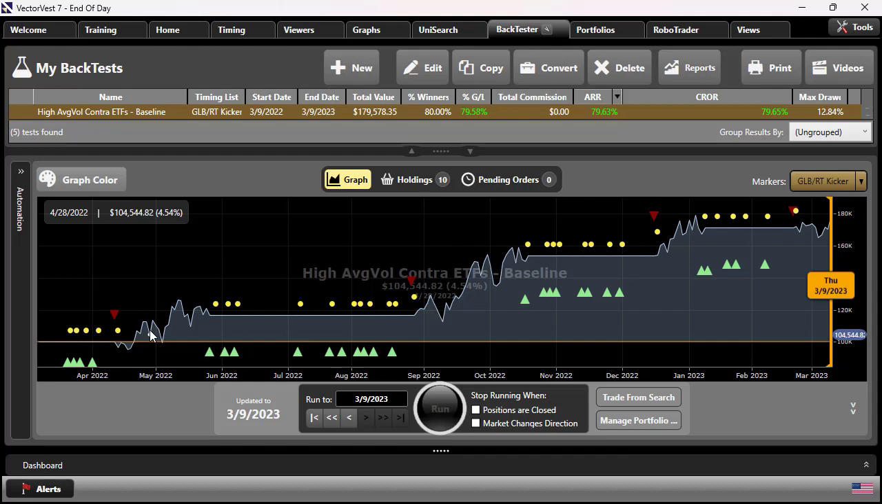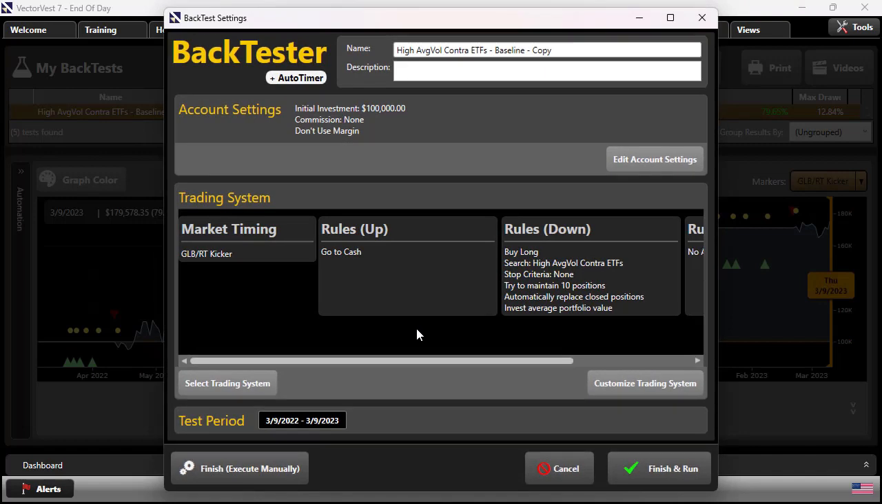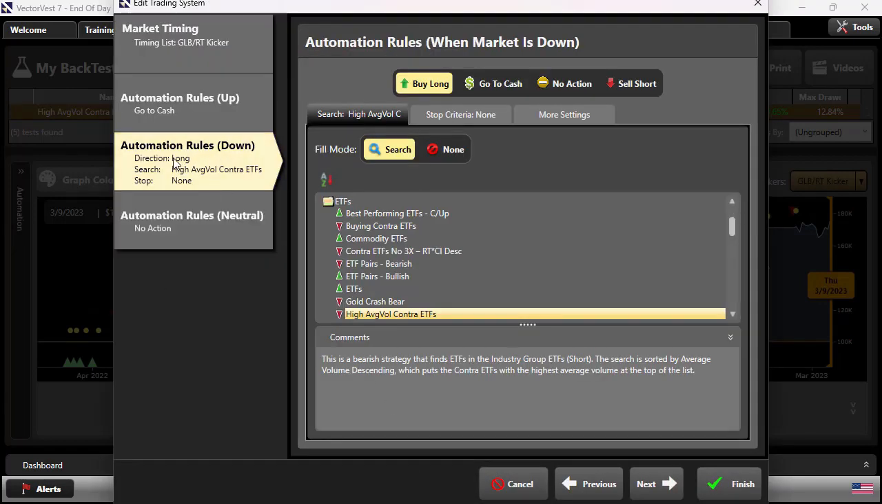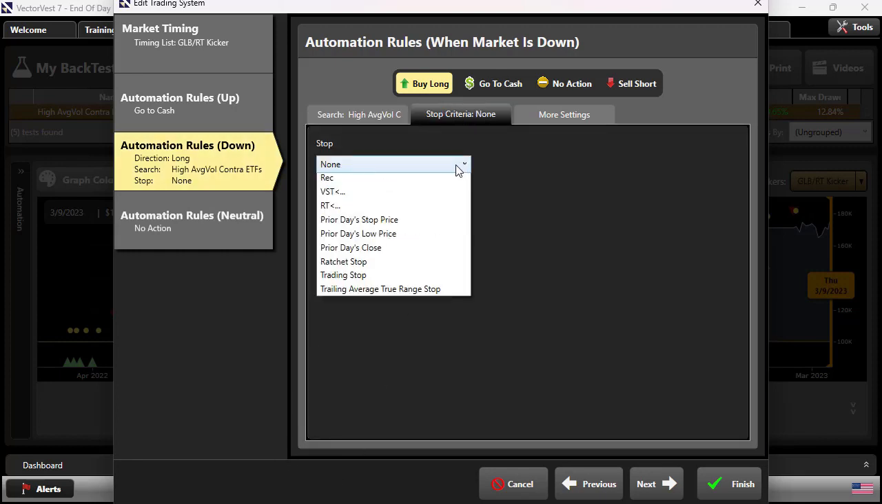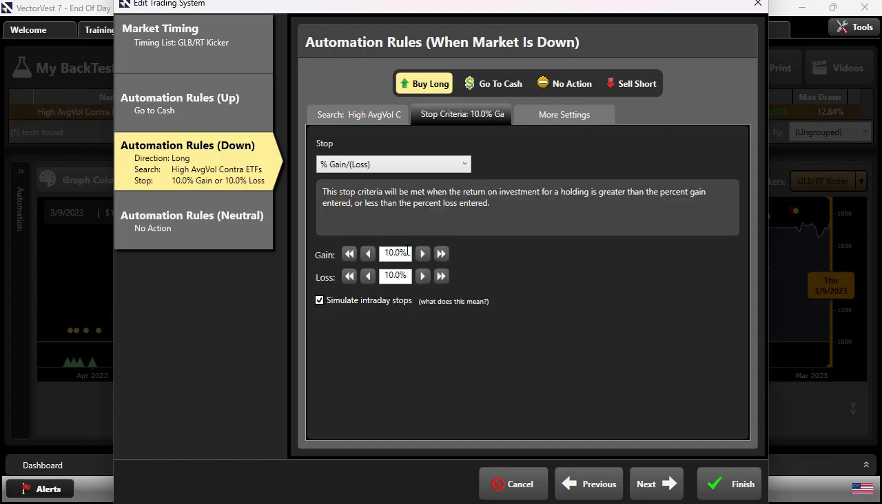So first, let's define our maximum risk with a fixed percentage stop loss. So I'm going to make a copy of our back test, and I'm going to go into the details. In our automation rules for the downside, we're going to now populate our stop criteria. And let's just use a percentage gain loss. And so I don't want to limit the upside, so I'm going to set that to 999. And I'm going to limit my loss to a fixed 10%.